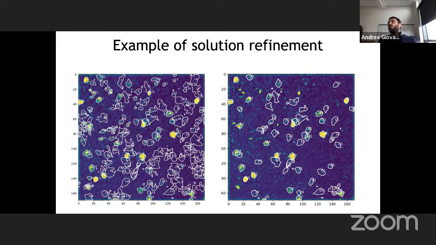And this is an example of what the solution refinement does. On the left, we are very generous. We select a lot of neurons, but then in our final set of accepted components, we only keep some of them that we think are more promising. Of course, the result is not perfect, but it is much, much better than what we had on the left.